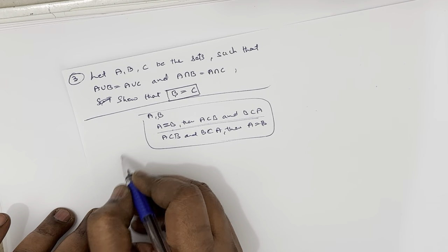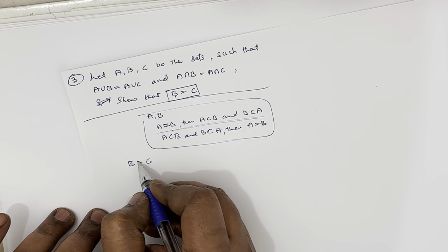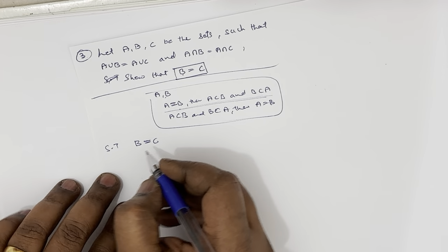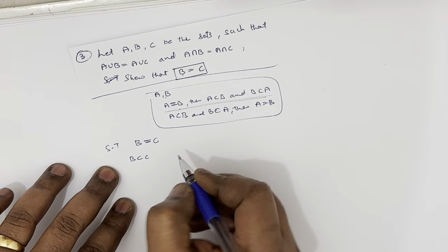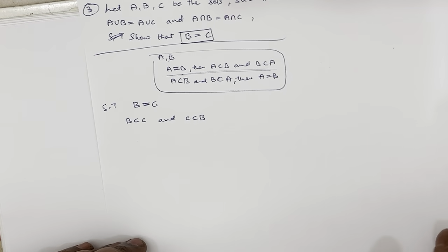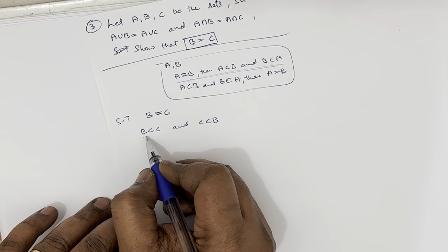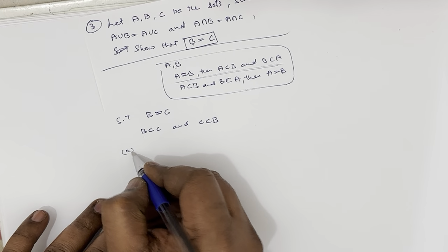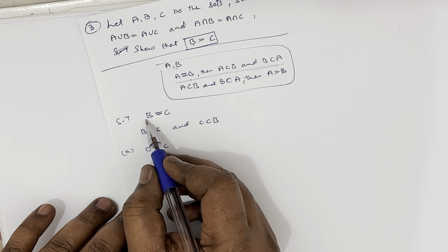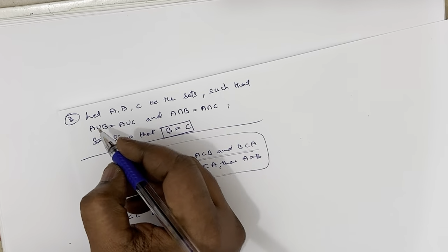So if you want to show that B is equal to C, then we have to prove that B is a subset of C and C is a subset of B. Now we'll do that. Let's take first B is a subset of C. Now we'll prove that B is a subset of C using these conditions. These are the conditions given.